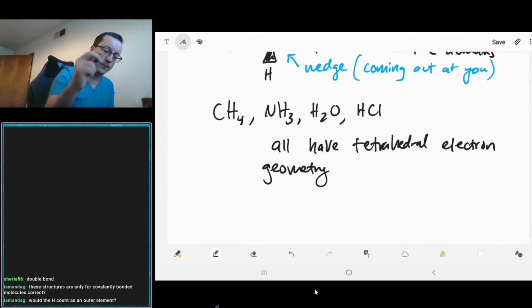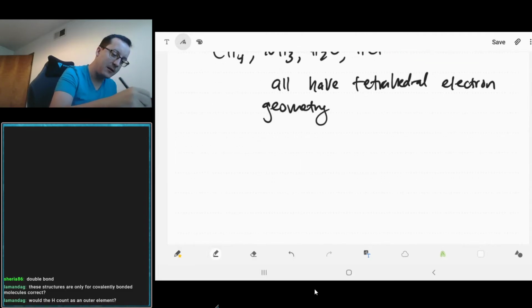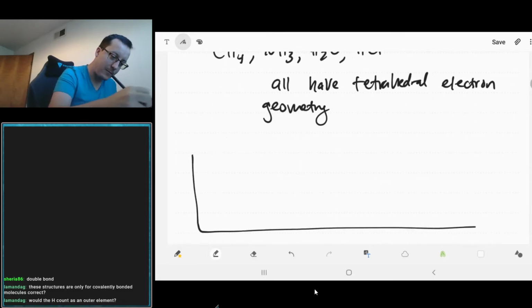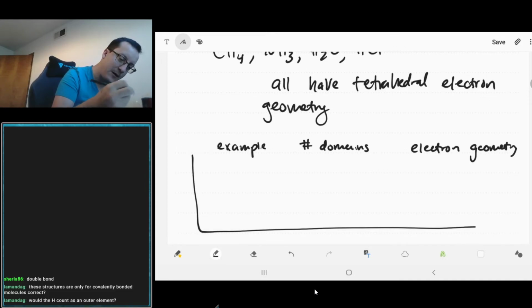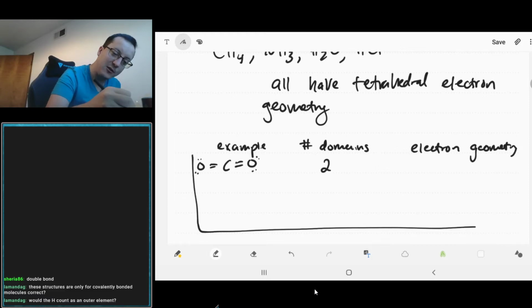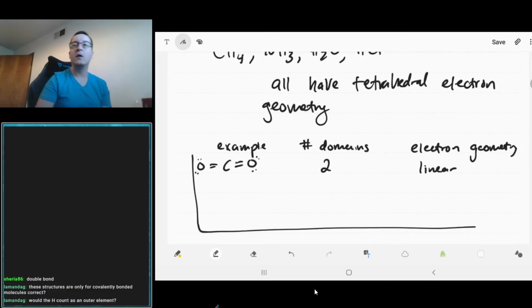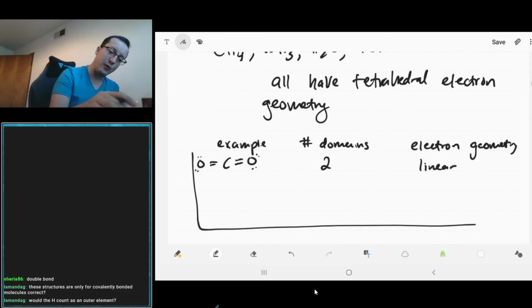Okay, so in a happy little table here, we can come up with a table. We had carbon dioxide. We're going to see that was 2 domains and it was linear. So anything with just 2 domains on it will always be linear for its electron geometry.